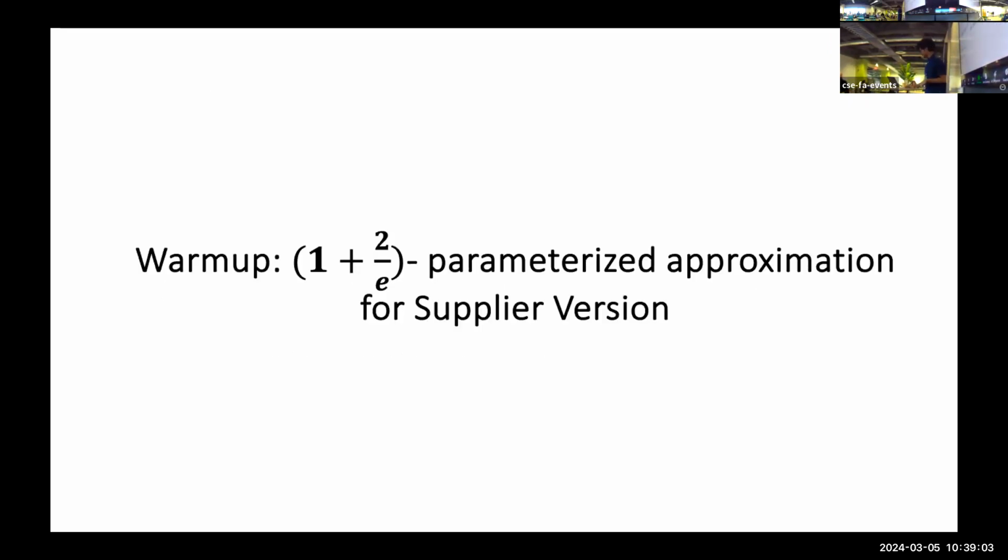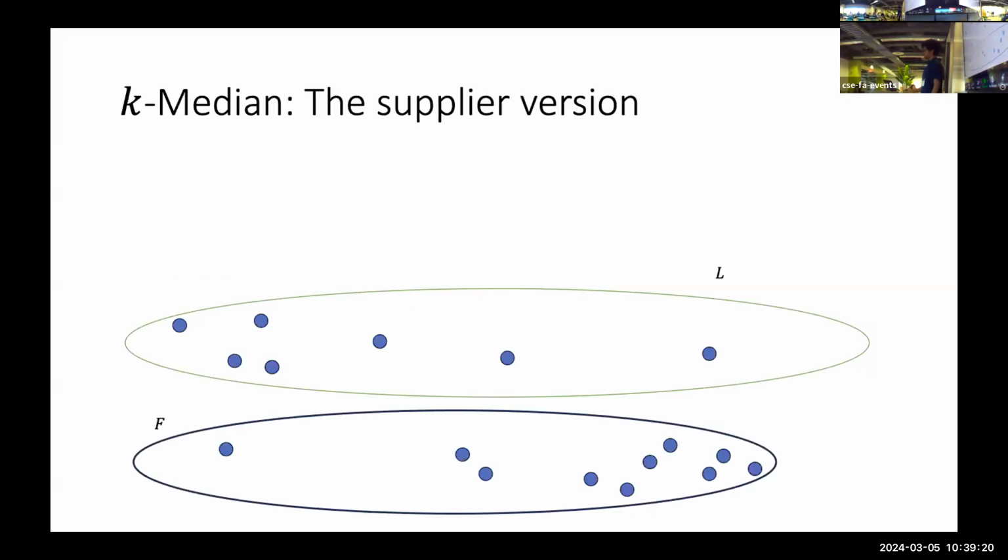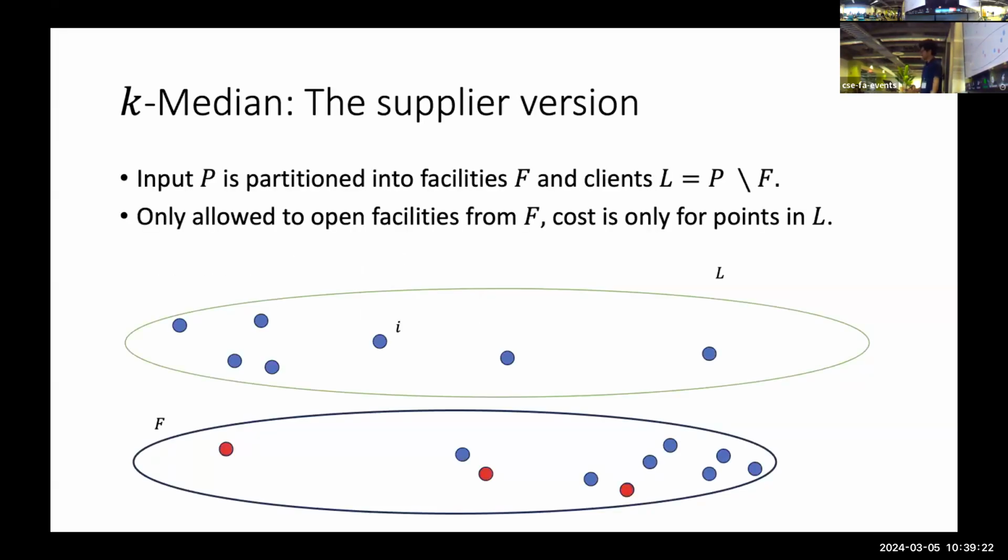Okay. So first, let's see how to get this 1 plus 2 over e parameterized approximation for the supplier version. This was already known by the algorithm of Cohen, Gupta, Kumar, Lee, and Lee, but I'll describe a slightly different algorithm which essentially has the same flavor. First, just reminding what the problem is. We have the sets L and F, and we need to select k centers from F, and the clients in L pay their cost.